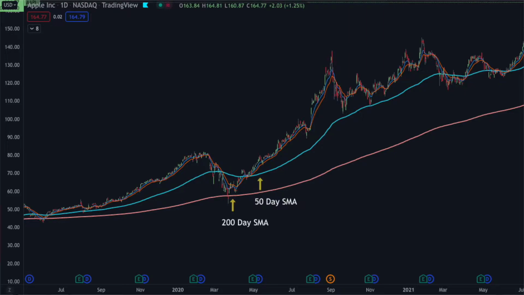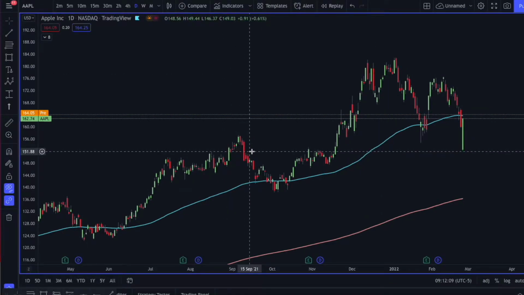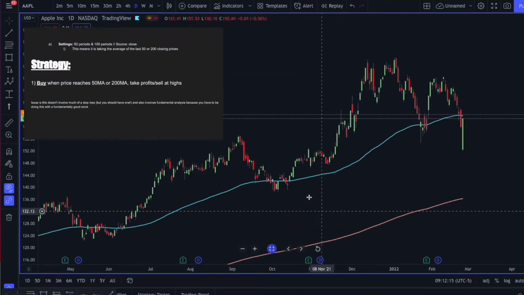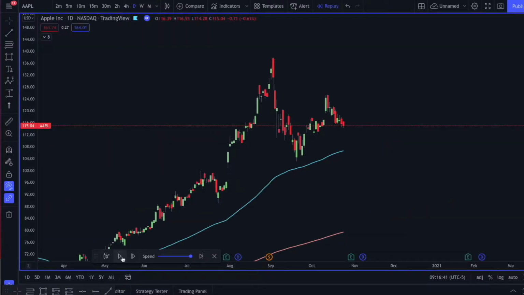They're just very general and widely used moving averages, so you can expect that you're going to get some pretty good reactions off of them, because you know that other people are looking at those and what price does around those. Our strategy for this is you're going to buy when price reaches the 50 moving average or the 200 moving average, and you're going to take profits at swing highs. So let's play through with price.